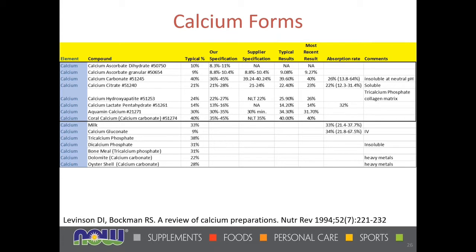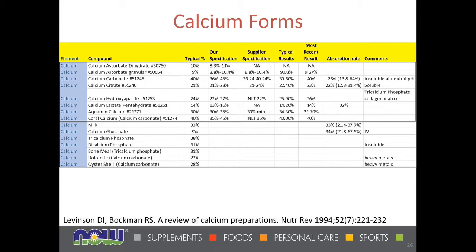Now, the comment on the right indicates that calcium carbonate is not soluble at a neutral pH. It needs the stomach acid to absorb, and that's why there's such a wide absorption range from 13.8 to 64% absorption, because it absorbs really well if you have good stomach acid and take it with a meal. If you don't have good stomach acid and you don't take it with a meal, your absorption rate goes way down.